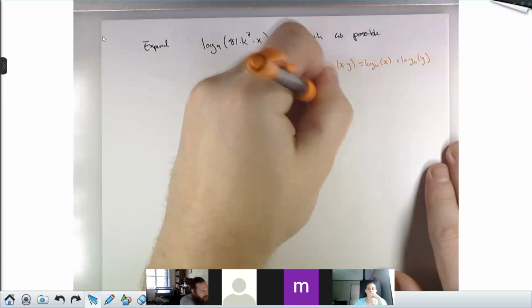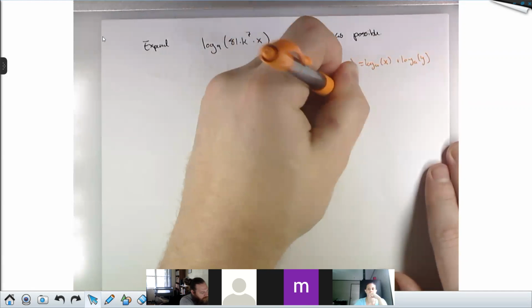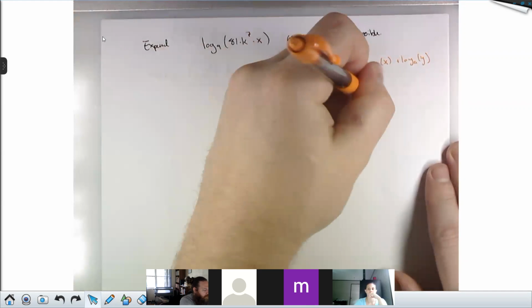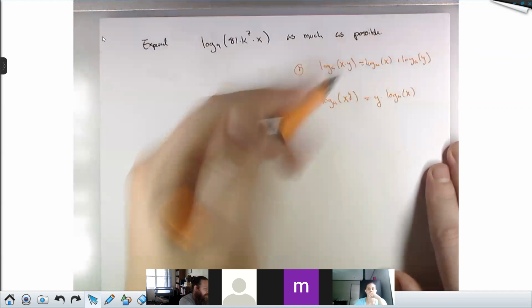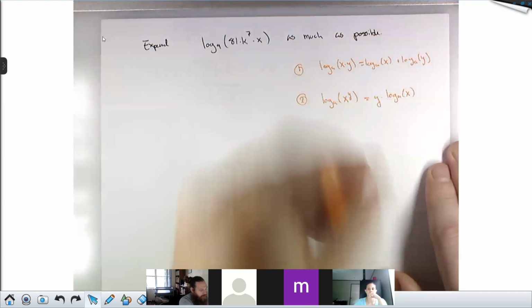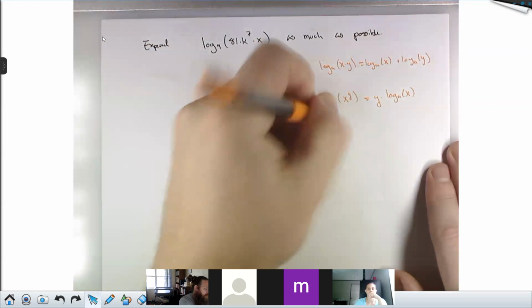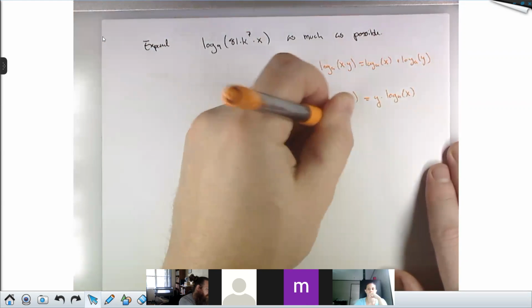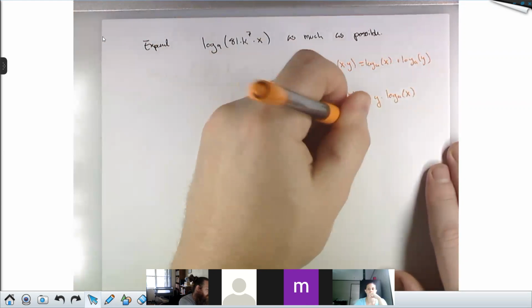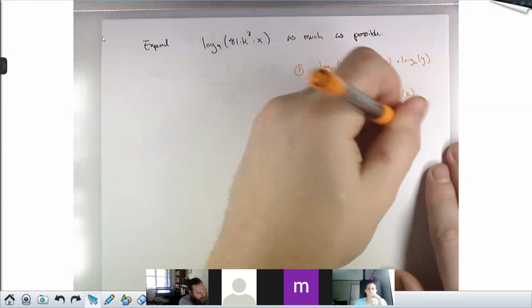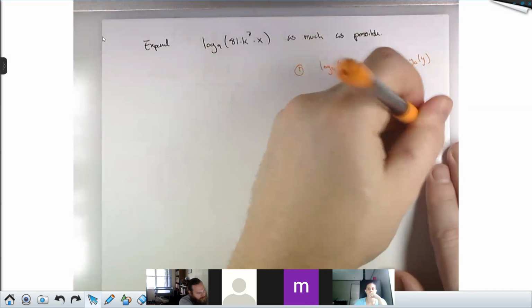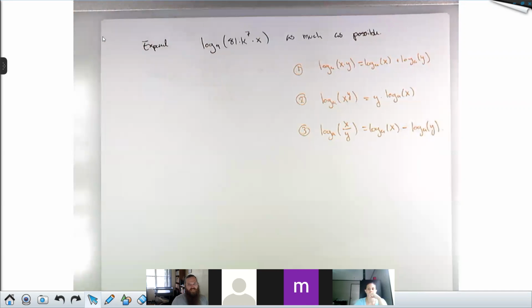Second property was that the base a log of a power, something like x to the y, is the same as y times the base a log of x. So powers inside can come down in front as multiples. And then the third one said that the base a log of a ratio, something like x over y, can be split up as the base a log of the top minus the base a log of the bottom. So these are our properties. Which one of these properties can I use here?